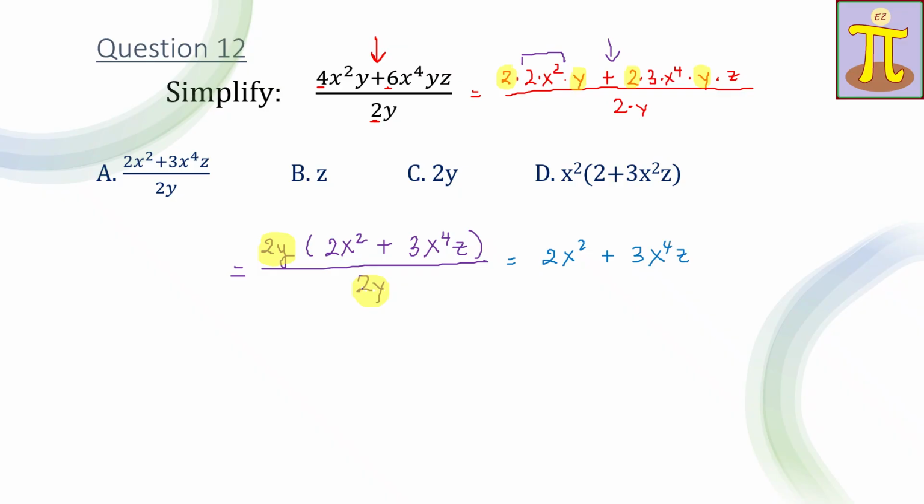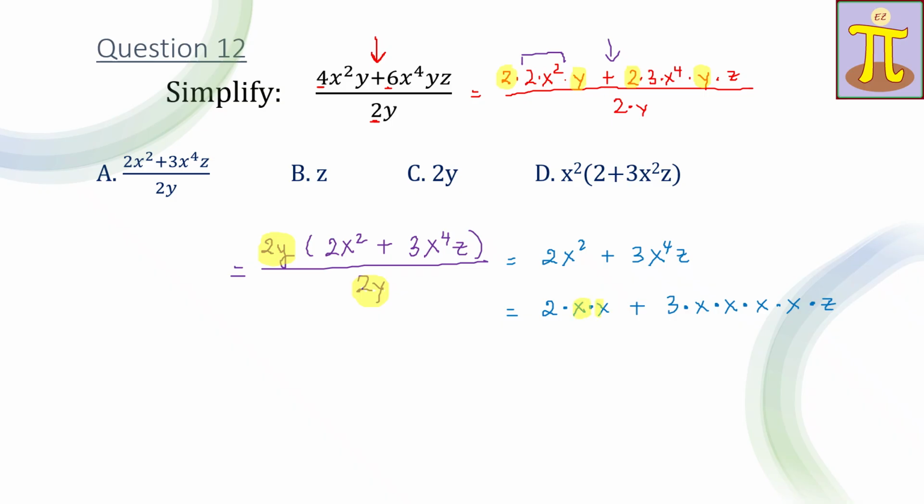Now we see that we have x in common, but how many factors of x? Two factors of x in common. Let's write that down one more time. So we have 2 times x times x, plus 3 times x times x, and there are 4 factors of x, making x to the power of 4, times z.